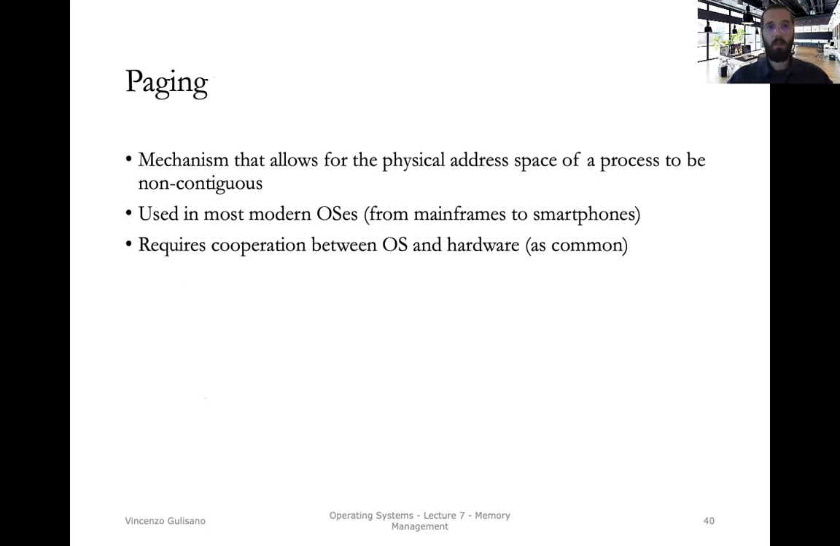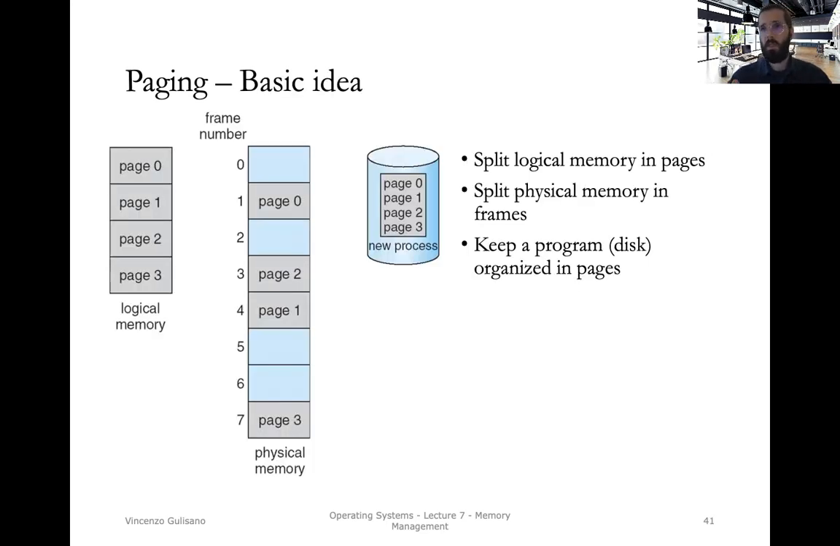So this is a mechanism to separate, or let's say manage disjointly, physical addresses from logical ones. It doesn't need to allocate contiguous portions of memory for the process. The process can be completely scattered around the memory into smaller units, which are the pages. It's basically what is used in many modern operating systems. And as we will see, especially in the next lecture, it really requires cooperation between the operating system and the hardware.